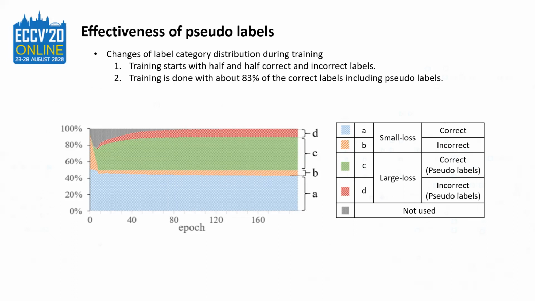So for the rest, we can see that the model generates pseudo labels, C and D. And the model correctly recovered about 80% of pseudo labels, as shown by C. As a result, the model can be trained using almost the entire training data with 83% of correct labels. This is the sum of A and C.